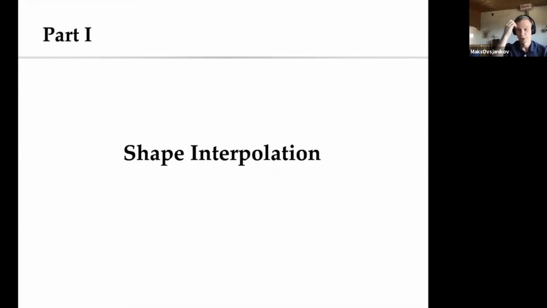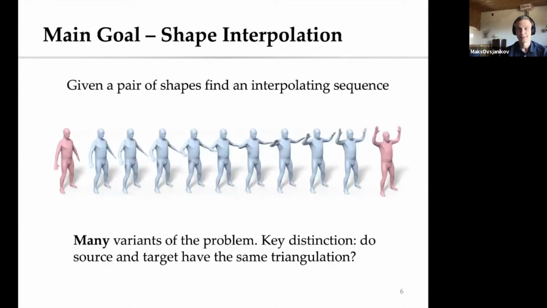So the first part is basically this problem of shape interpolation. And I think this is a very well-known and extremely well-studied problem. It has a shared spirit to some of the problems that Alla mentioned in her talk yesterday, that it's very intuitive for us as humans what you would expect, but it's difficult to explain to a computer what we actually mean. But intuitively, essentially, you're given a pair of shapes like these two pink humans, and your goal is to find a reasonable or realistic interpolating sequence between them, right?